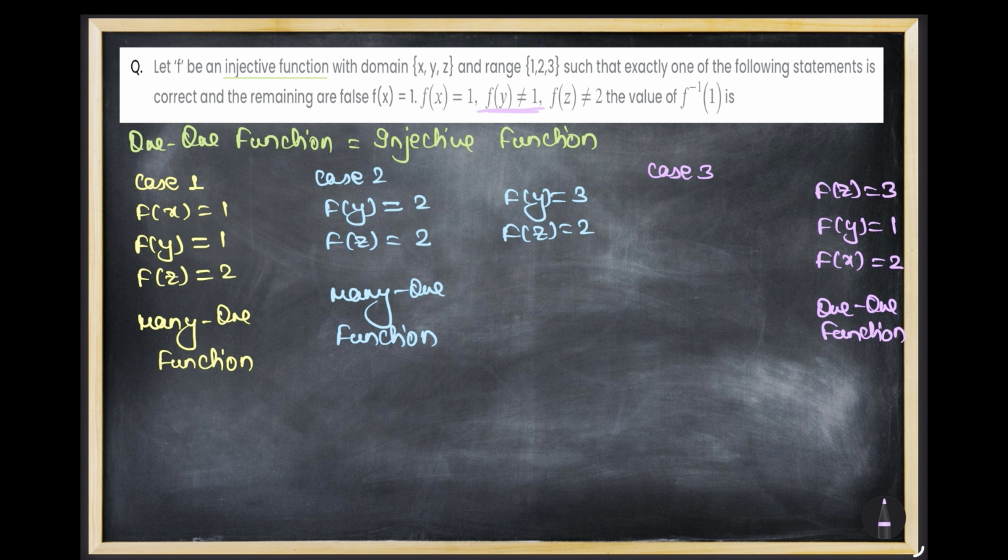Now we have to find out f inverse of 1. So f inverse of 1 means: what will be the input if the output is 1? Inverse means the reverse function. So the answer becomes y.